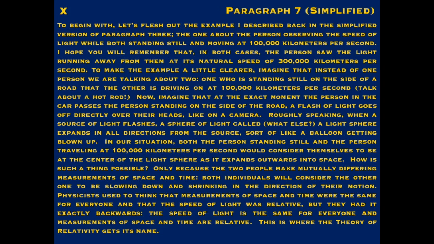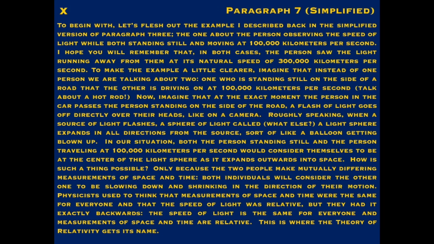To begin with, let's flesh out the example I described back in the simplified version of paragraph 3, the one about the person observing the speed of light while both standing still and moving at 100,000 kilometers per second. I hope you will remember that in both cases, the person saw the light running away from them at its natural speed of 300,000 kilometers per second. To make the example a little clearer, imagine that instead of one person we are talking about two, one who is standing still on the side of a road that the other is driving on at 100,000 kilometers per second. Talk about a hot rod.